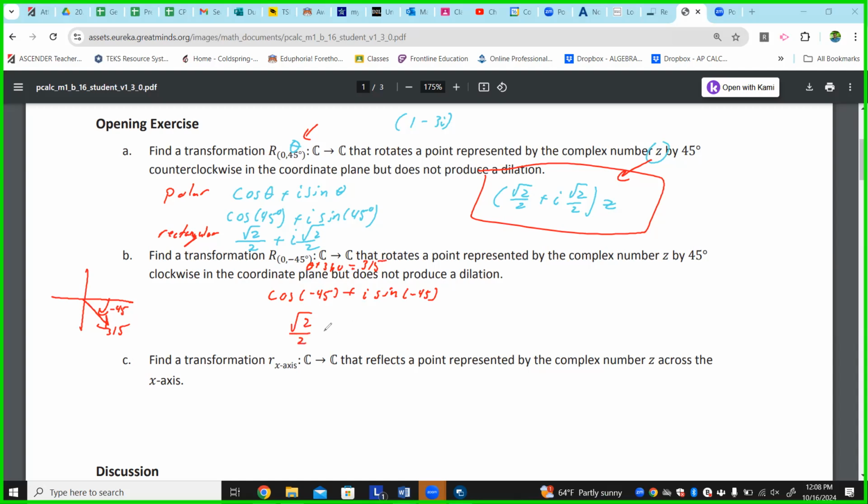Square root of 2 over 2. And what's sine? Perfect, with the I. But notice you said, isn't it the same thing but negative? The only thing that was negative was just the y value. So my final answer should look like this: square root of 2 over 2 minus square root of 2 over 2 I times the z. Don't forget to put the z at the end because that is technically what you're trying to produce. Any questions there? Go ahead.